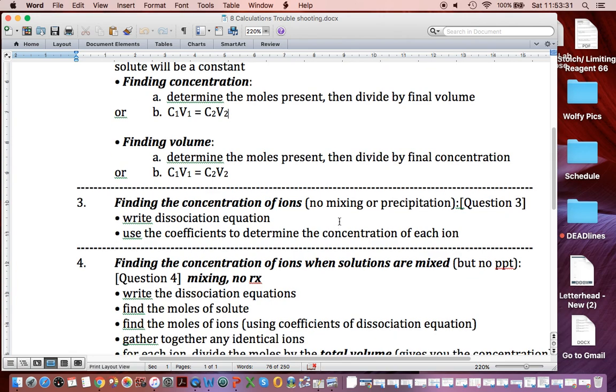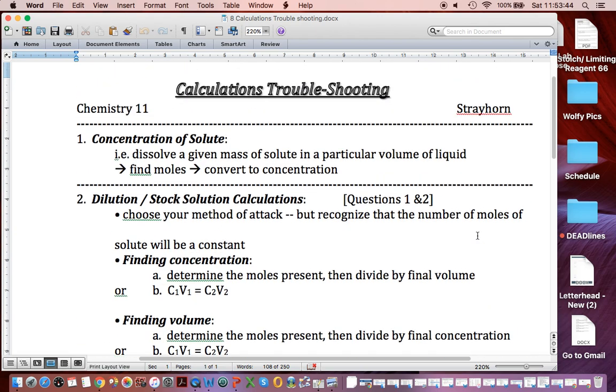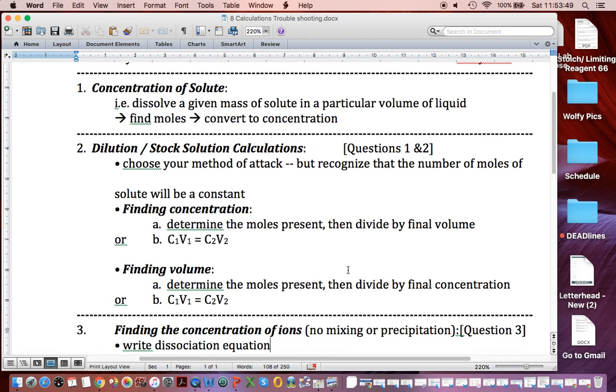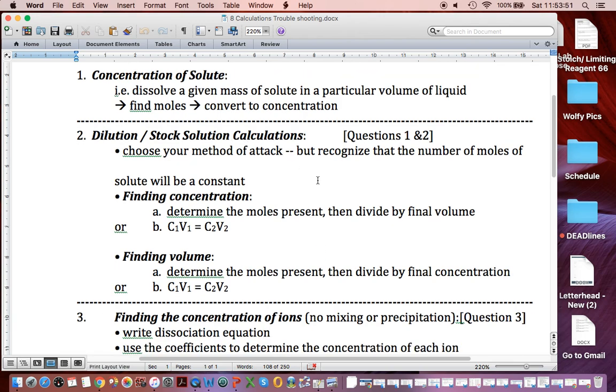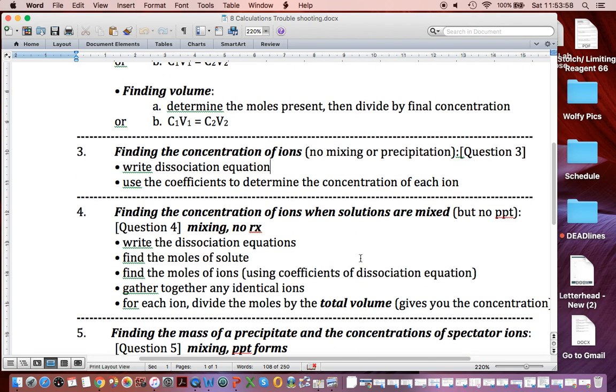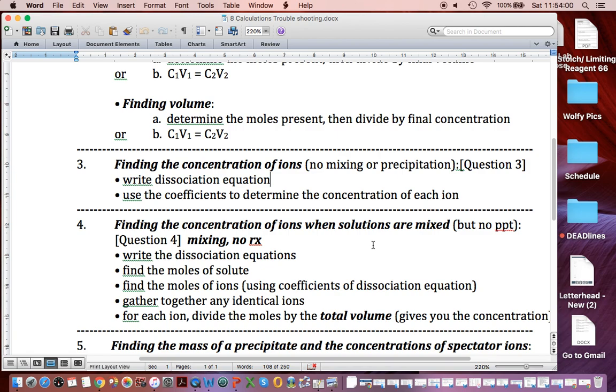Number 3, this is talking about dissociation with no mixing. You write the dissociation equation, and then you use stoichiometry, and that means the coefficients, to figure the concentration of each ion after the dissociation. So back here it talks about questions 1 and 2 on the sample notes. The C1V1 ties into that. Question 3 on the sample notes was find the concentration of ions. Question 4 is all about being organized. It takes up space to do these things.